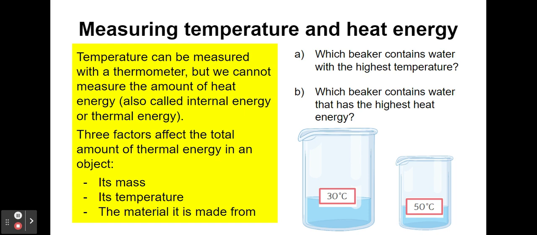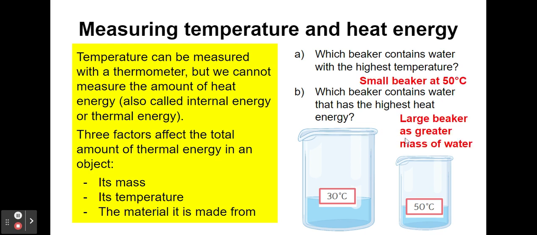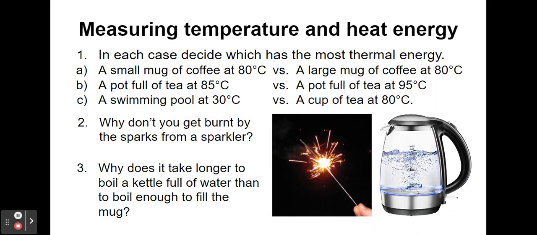But part B says which beaker contains water that has the highest heat energy. Remember what we said, that it's not just temperature that's important, it's also the mass involved. The beaker on the left has water with a higher mass. Therefore, this beaker on the left is going to contain water that has the highest heat energy. Not water at the highest temperature, but that water still in total has more heat energy, or more thermal energy, or more internal energy, whichever you want to call it.